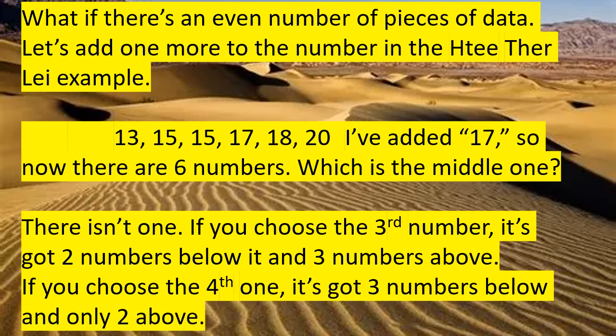What if there's an even number of pieces of data? So let's add one more to the numbers in Titale. So we now have 13, 15, 15, 17, 18, 20. So I've added 17. So there are now 6 numbers. Which is the middle one? And the answer is there isn't one. If you choose the third number, it's got 2 numbers below it and 3 numbers above it. If you choose the fourth one, it's got 3 numbers below it and only 2 above.